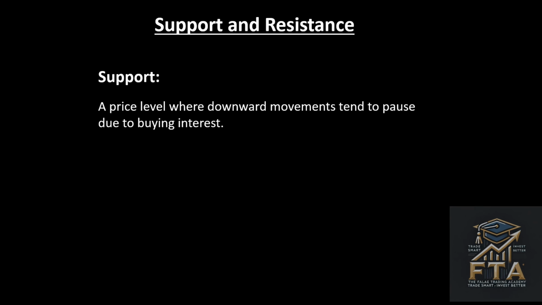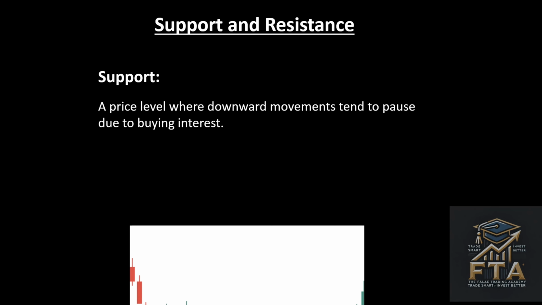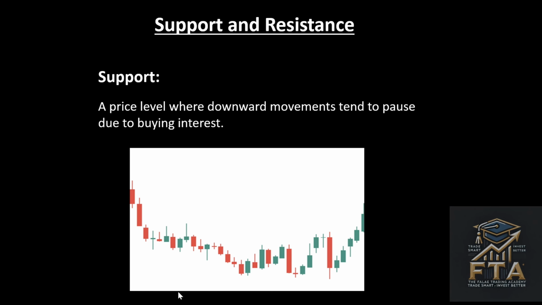Support and resistance. Support is a price level where downward movements tend to pause due to buying interest. As an example, you will notice that whenever price or candlesticks get to this level, a bullish candlestick is produced immediately after. Same again on this instance, and on the third time the bullish trend was established. So this is an area of support.